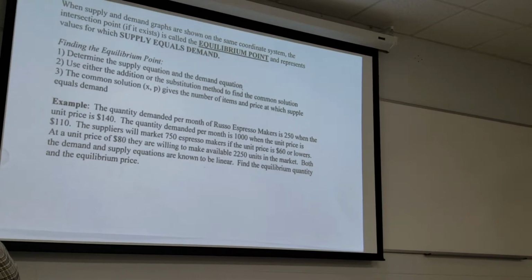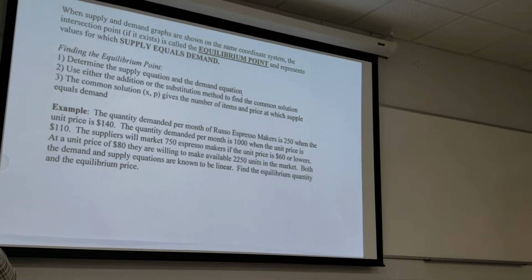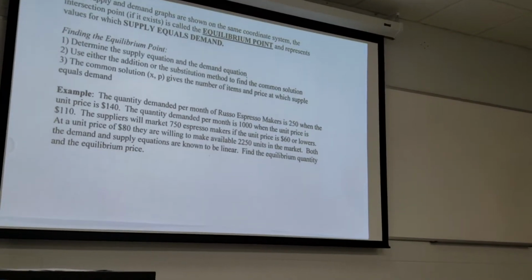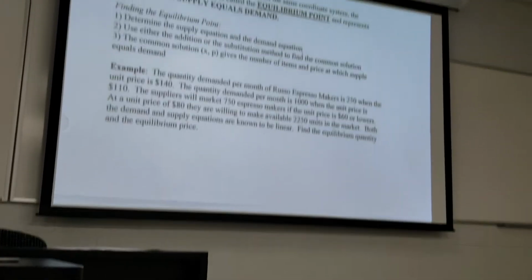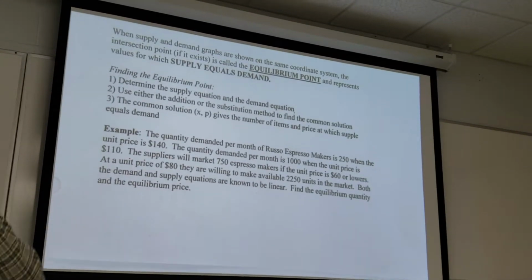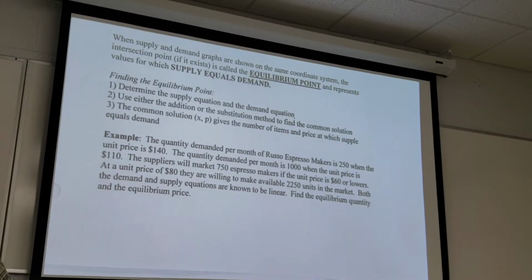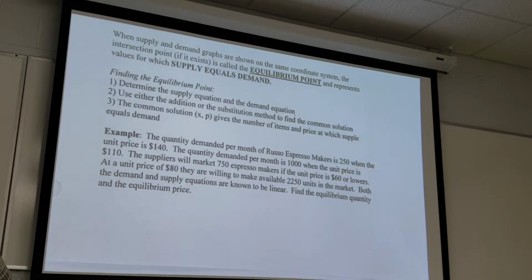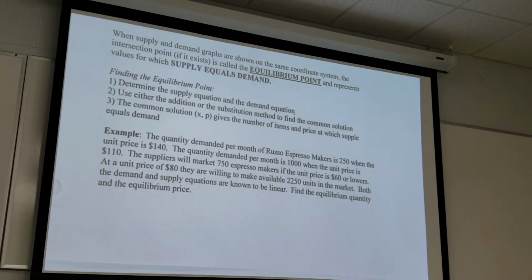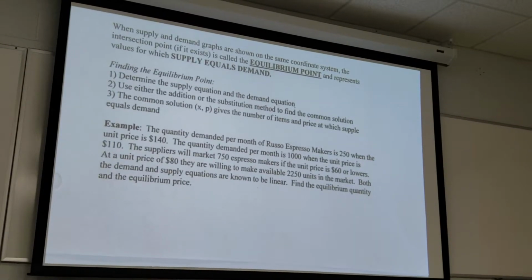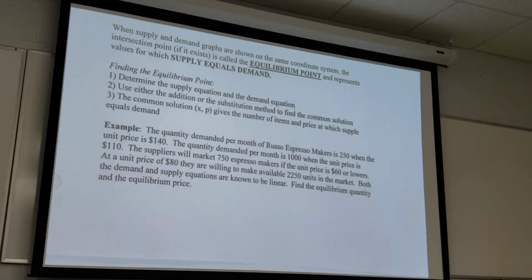The common solution, x, p, gives the number of items and price at which supply will equal demand. So it tells me how many I need to produce and at what price should I sell it for. So the quantity demanded per month of Russo Espresso markers is 250 when the price is $140. The quantity demanded per month is 1,000 when the unit price is $110. From those two sentences, I can come up with my 2 points for my demand equation.